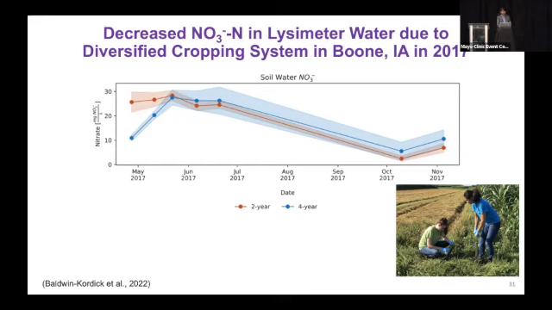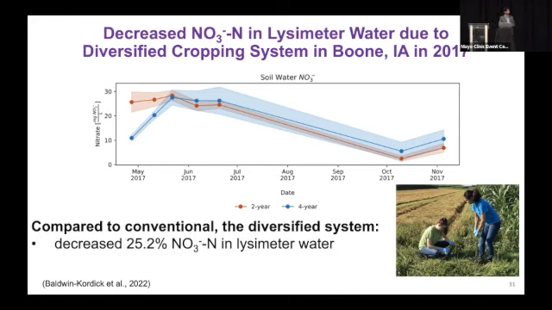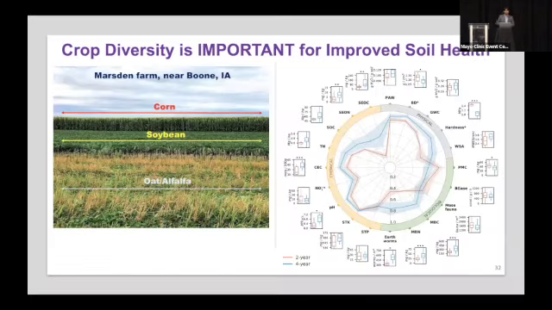All right. So we learned again, as compared to the conventional system, the diversified cropping system decreased nitrate nitrogen in the lysimeter water by around 25%, which is a great thing. That means there is a reduced potential for nitrate leaching from the diversified system. So the take-home message is that crop diversity is very important for improved soil health.